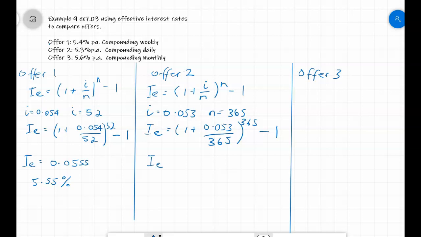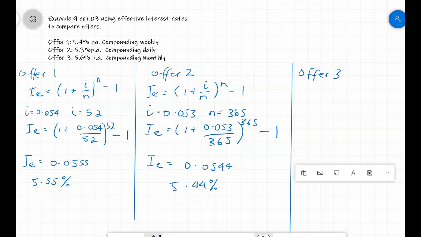If we put that into your calculator, you'll come out with the resulting number of 0.0544, which gives you an effective interest rate of 5.44%. Interestingly, you would think daily would give you more, but it's a slightly lower interest rate. So weekly at a slightly higher interest rate gives you better. At the moment, offer 1 is looking good, but let's check out offer 3.